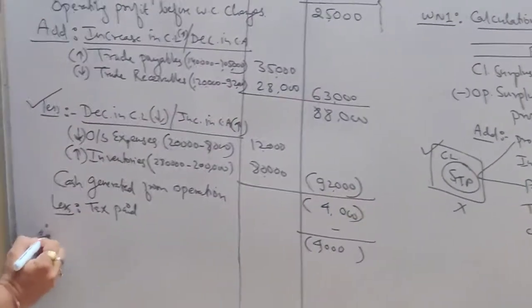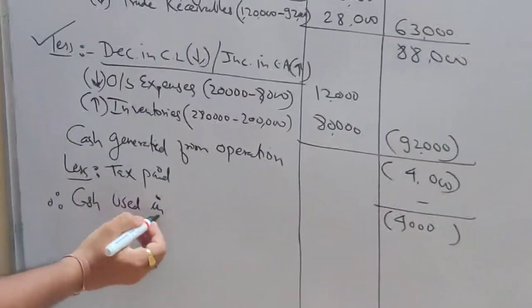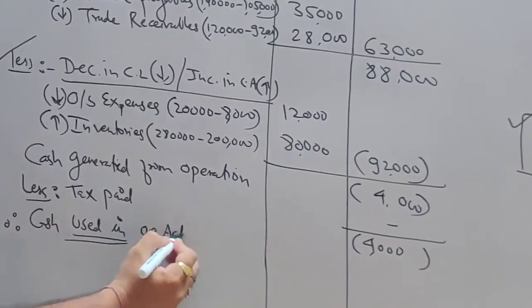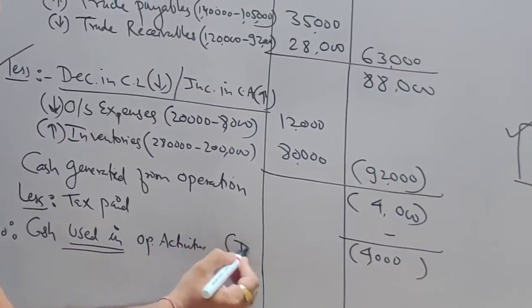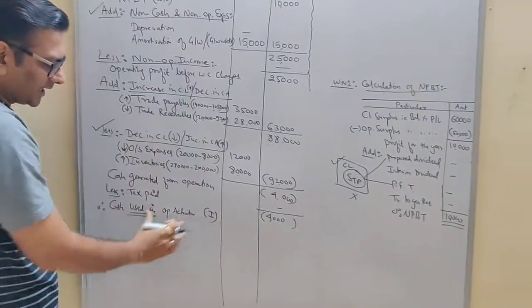What to write for negative answer? You will write it as cash used in. Whenever it's negative, you have to write used in operating activity. This is your answer number 1. So we are done with the operating activity.